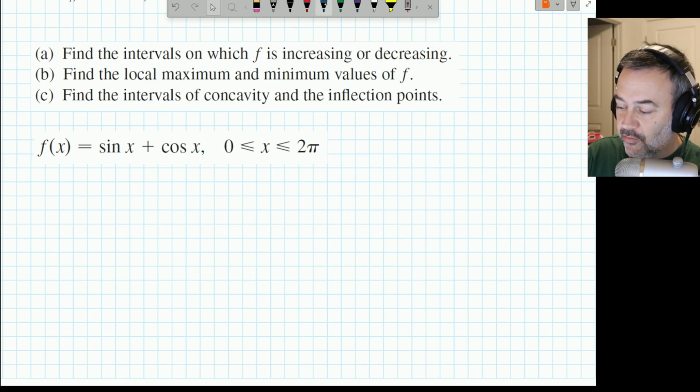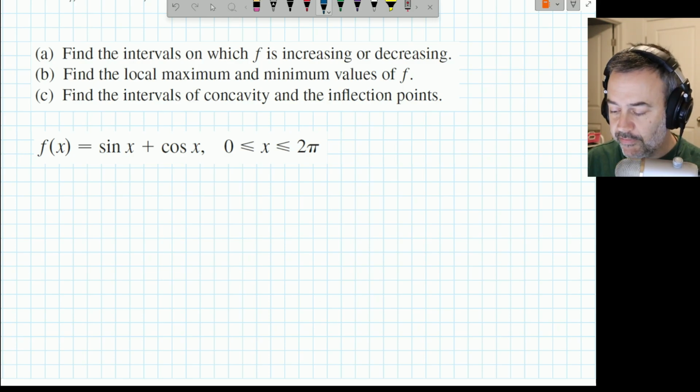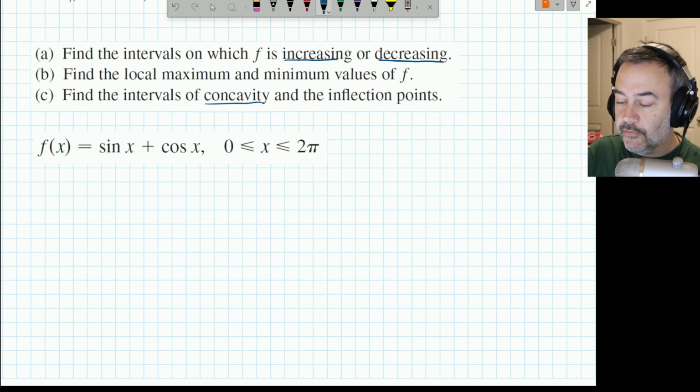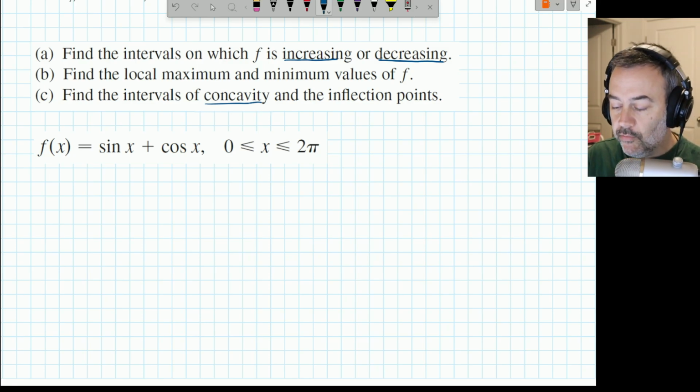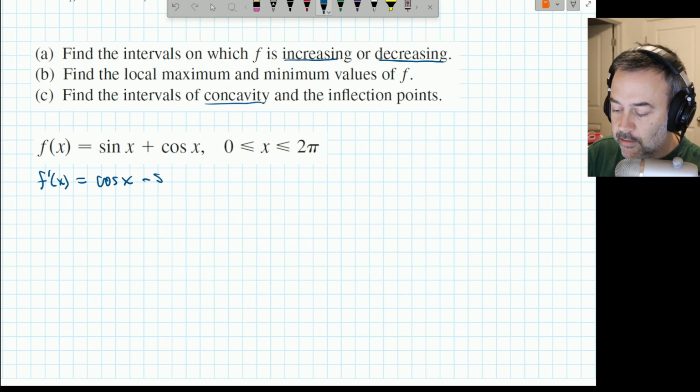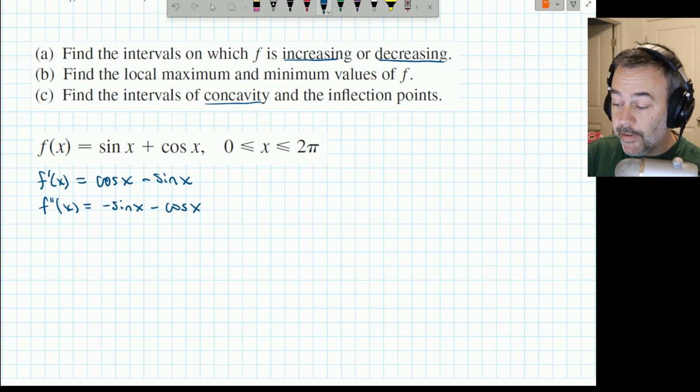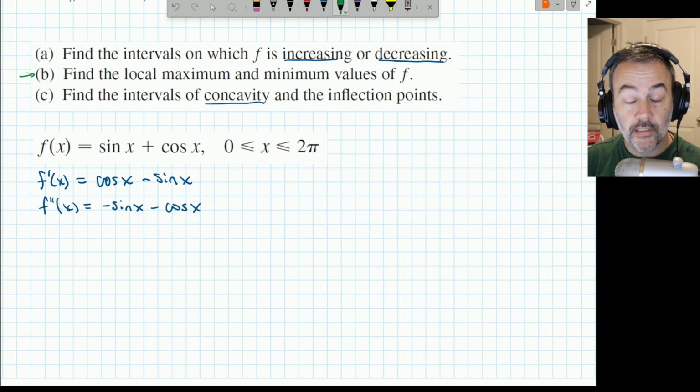So I want to show you the first derivative test and the second derivative test. You can see from all the questions we're going to need the first derivative because we're looking at increasing and decreasing, and we're going to need the second derivative because we're discussing concavity. We're also going to need the zeros of those. So let's get all of that out of the way. f prime of x is cosine x minus sine x, and f double prime is negative sine x minus cosine x. Now, I'm actually going to do part B first, and I'll show you why.